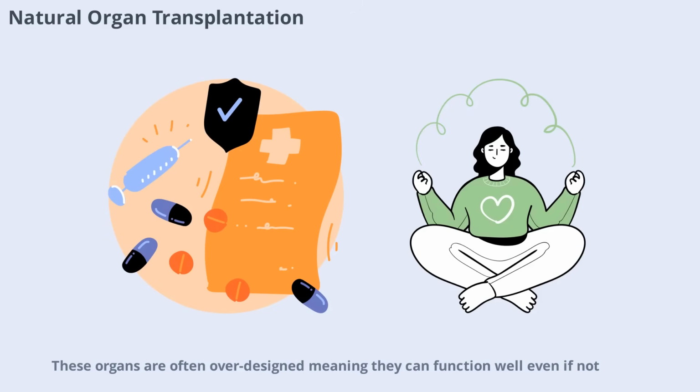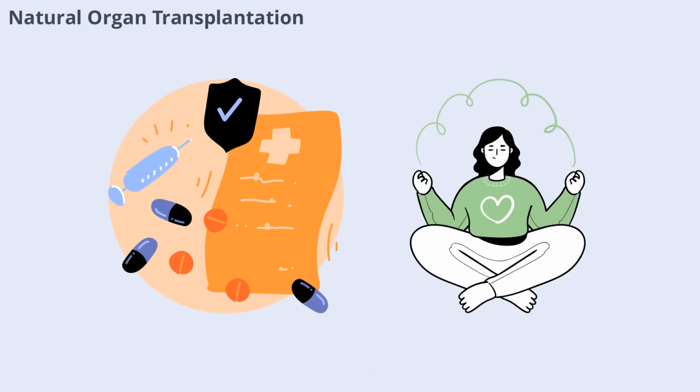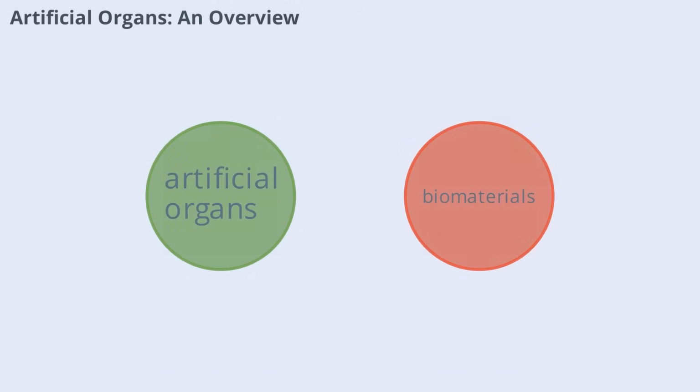These organs are often overdesigned, meaning they can function well even if not in perfect condition at the time of transplantation. They match the shape and attachment needs of the body part they replace, and the surgical techniques are generally straightforward. However, the biggest challenge remains the shortage of suitable donors, which limits the number of transplants that can be performed. Artificial organs are relatively new, with most devices tested for only about 40 years.